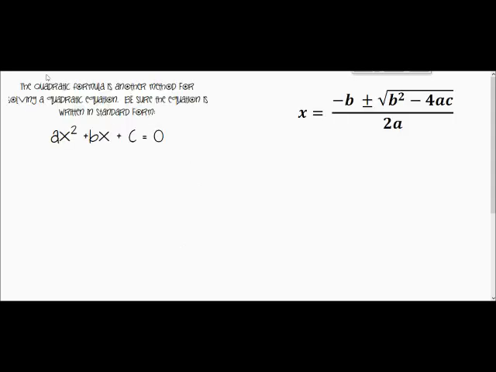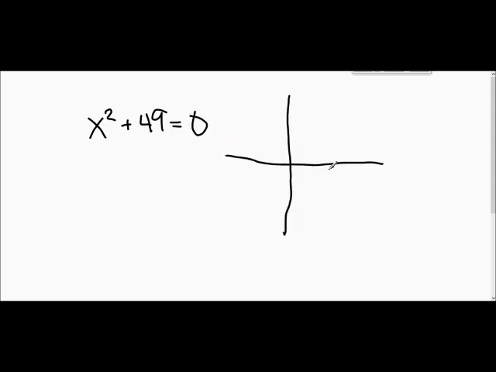So the quadratic formula is another method that we can use to find the zeros. If you remember from last week, we talked about how to solve equations that look like this. And if you remember, when you're looking at a picture, your zeros are where your picture crosses the x-axis. So we're looking at here and here. And in most cases, you have two answers.